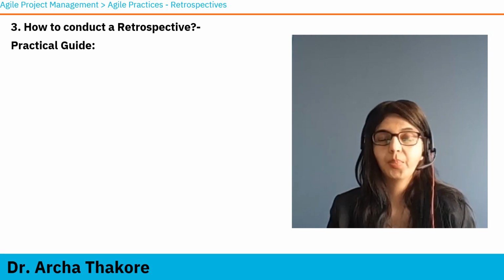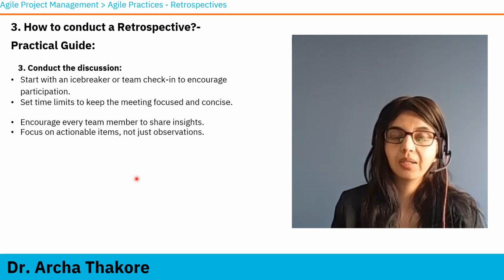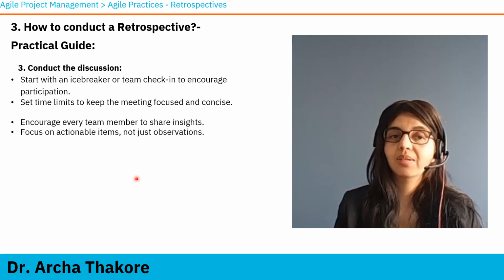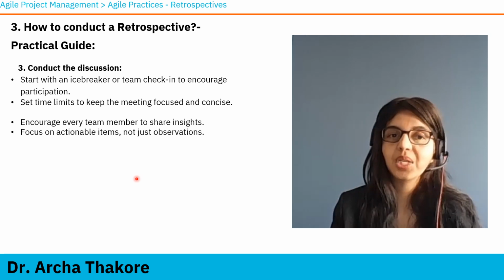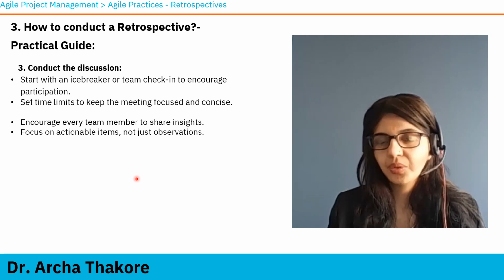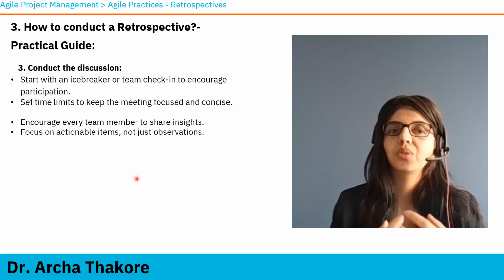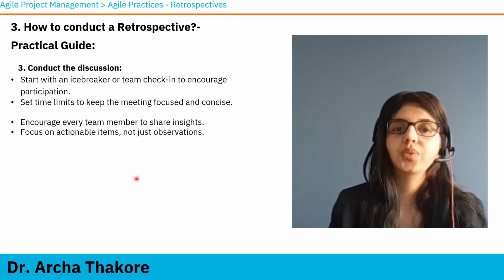Now comes the point of actually having the retrospective meeting, and the template that I was showing. Such templates can be used for actually conducting the discussion. So start with an icebreaker or team check-in to encourage participation. That's a basic guideline, a recommended way of starting any workshop, that you do an icebreaker or just a team check-in. There are different ways to do it.